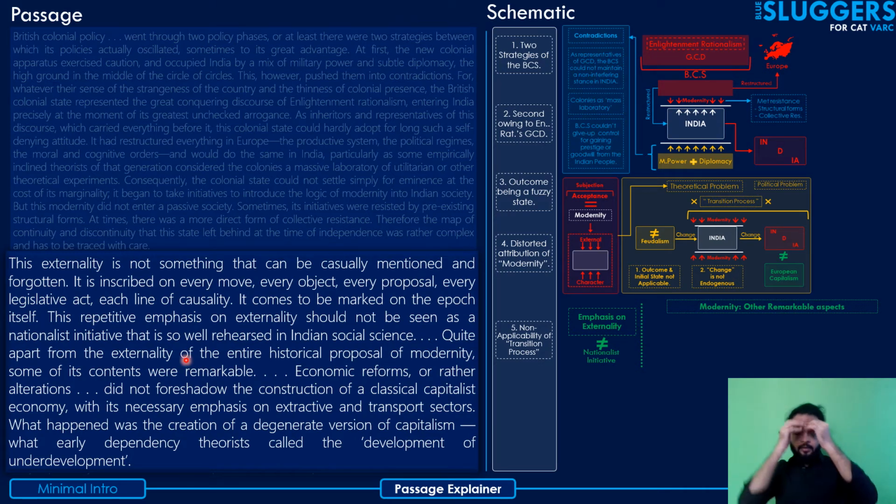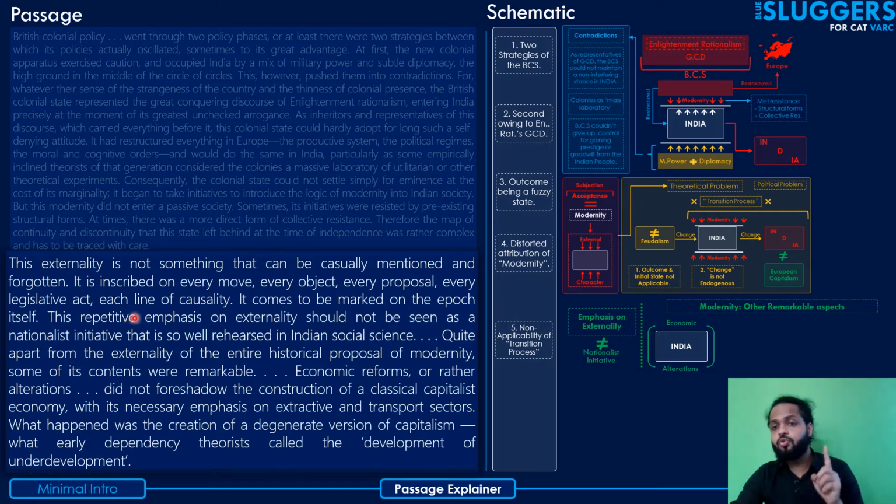He basically says that this idea of externality is not something that should be treated casually. It's something that is inscribed on every move, every object, every proposal. It's something that has essentially shaped the nation, the path the nation followed thereon, right? So it has to be looked at in a very crucial light. Okay, that's one. And then in the later part, he cautions the reader. He says that, okay, I have been emphasizing so much on externality, but please don't misinterpret this emphasis of mine on externality as being a case of nationalist initiative that is so well rehearsed in the Indian social science.